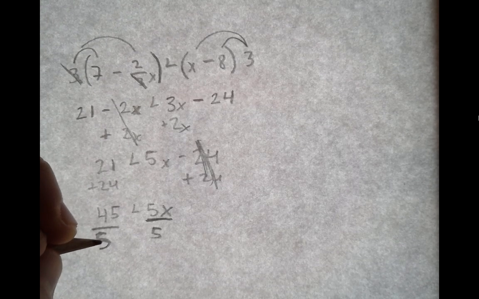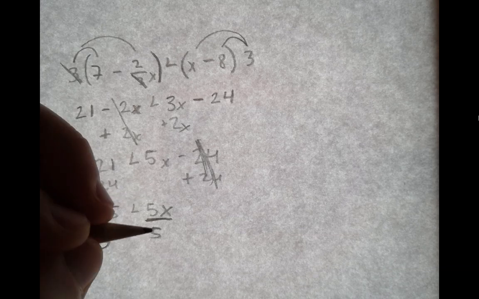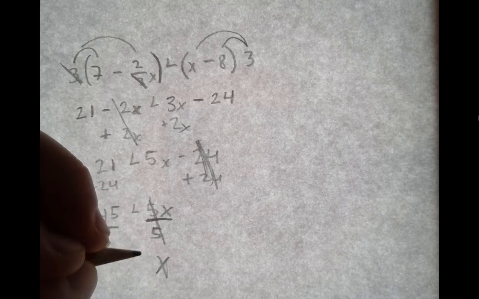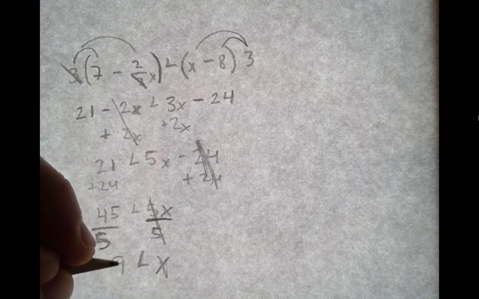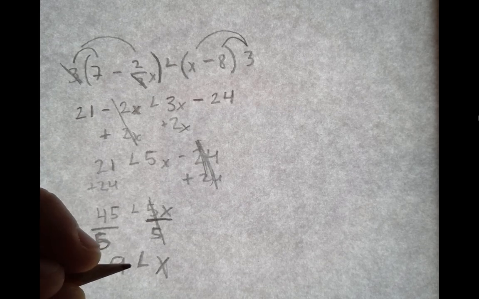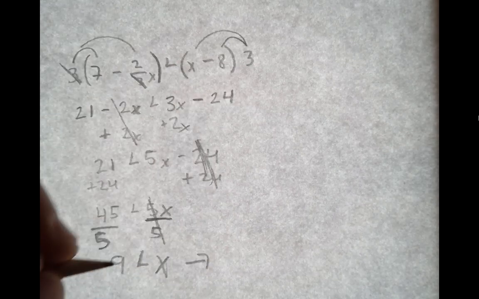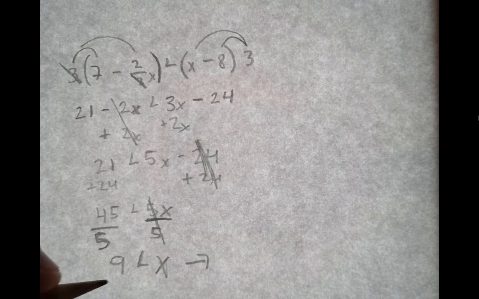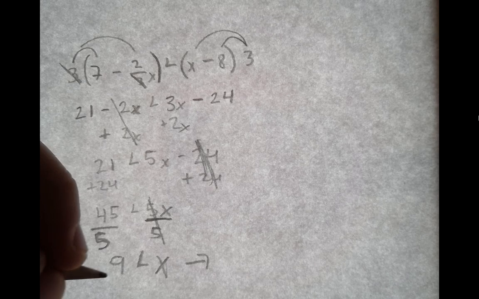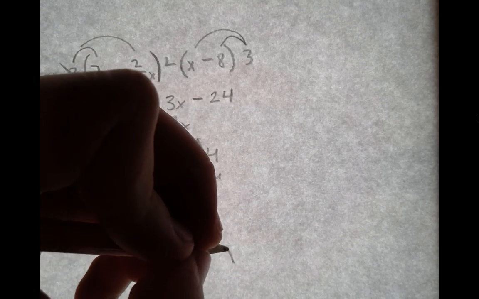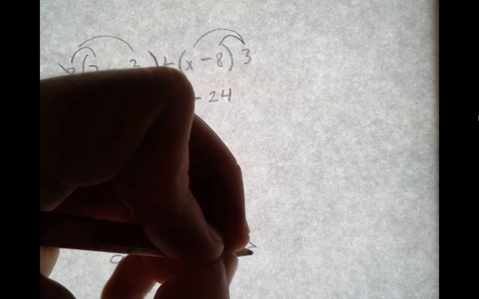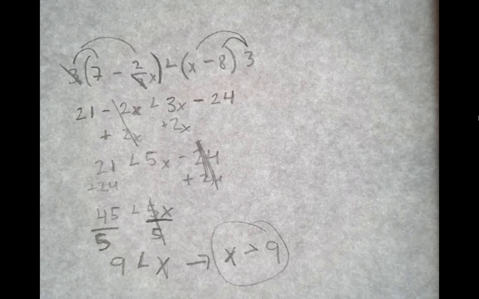Oops. Let me make that 5 look a little nicer. 5 divided by 5 will cancel. I'm left with x. That's why we did the inverse that way. And 45 divided by 5 is 9. We've got 9 is less than x. And if I want to flip-flop this to get the x on the left side of it, I'll flip it all over. This becomes x is greater than 9. X is greater than 9.